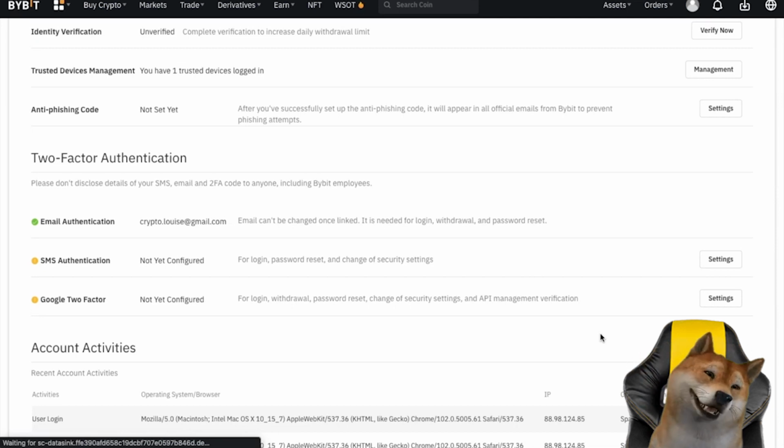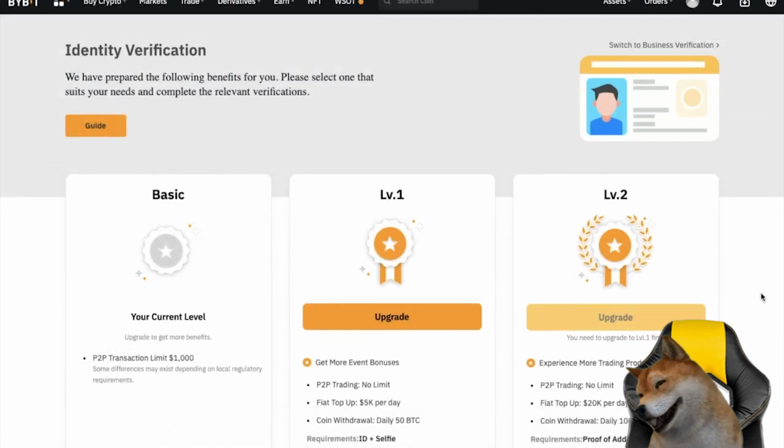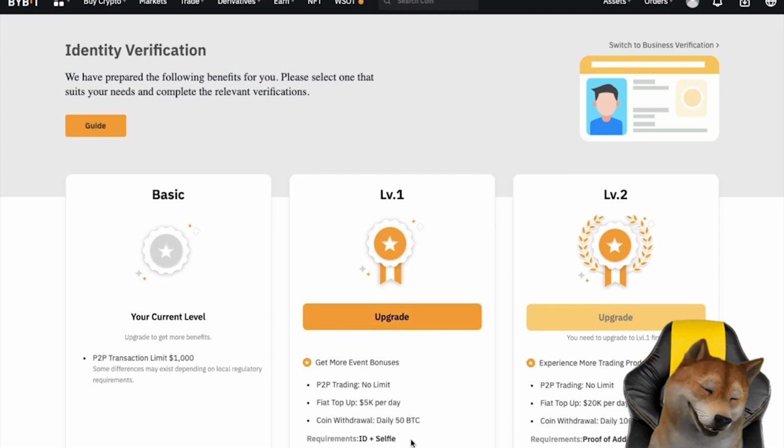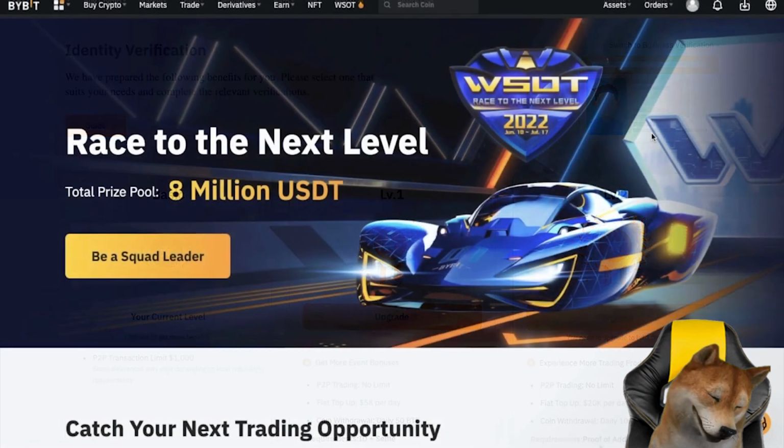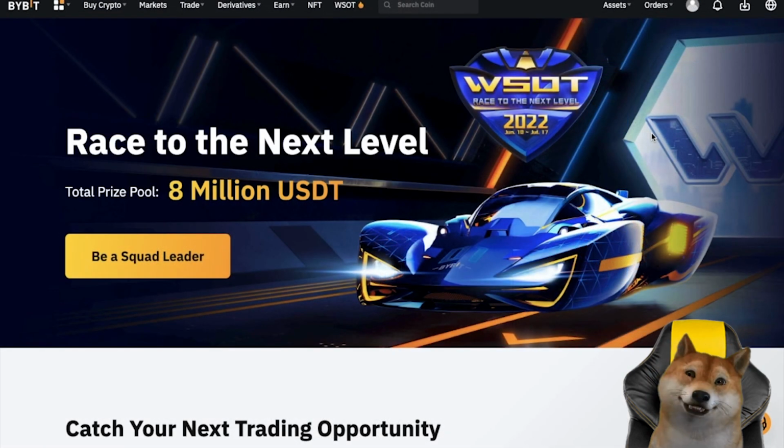In terms of verification and KYC to use Bybit, you can sign up with just your basic information. However, to get more benefits, you can upgrade to level 1 by providing your photo ID and selfie. Or for higher limits, you can upgrade to level 2 and provide your proof of residence. Once your account has been secured, let's go ahead and take a look at how we start depositing our funds.